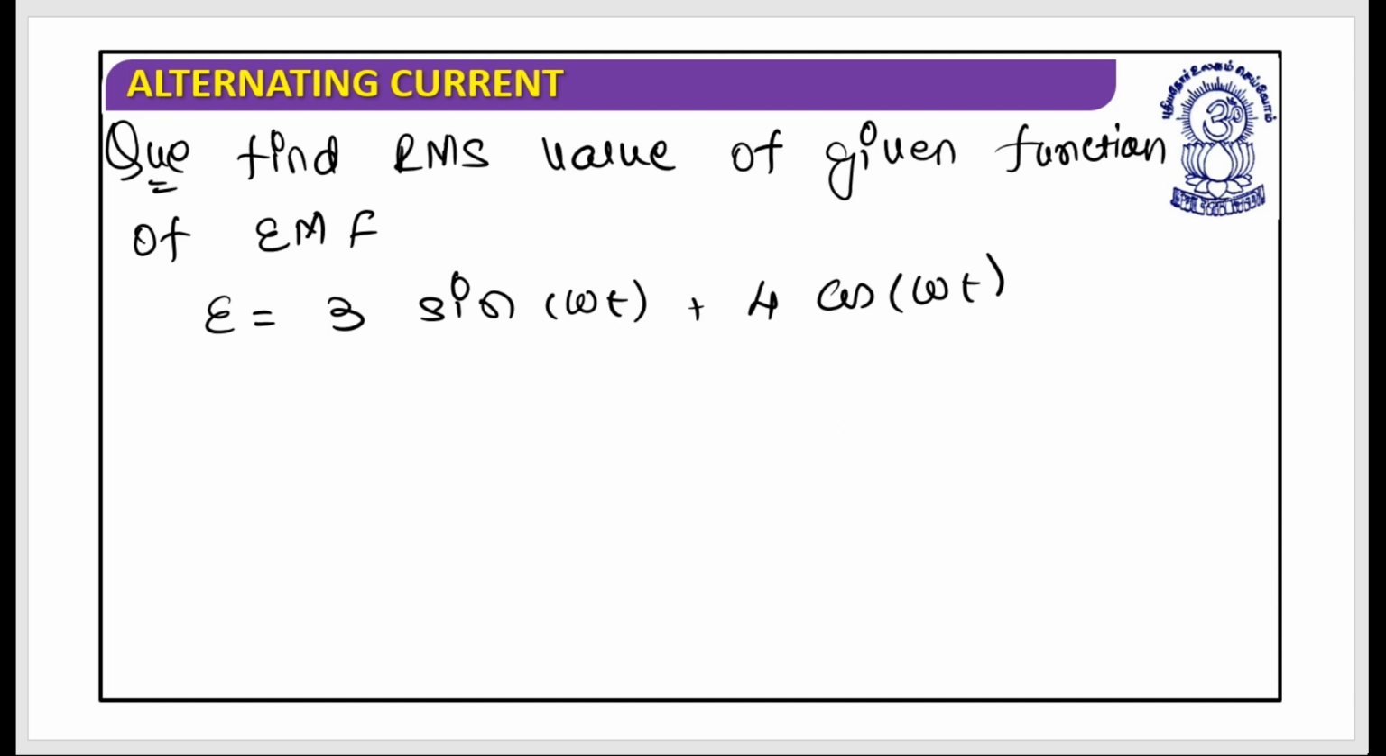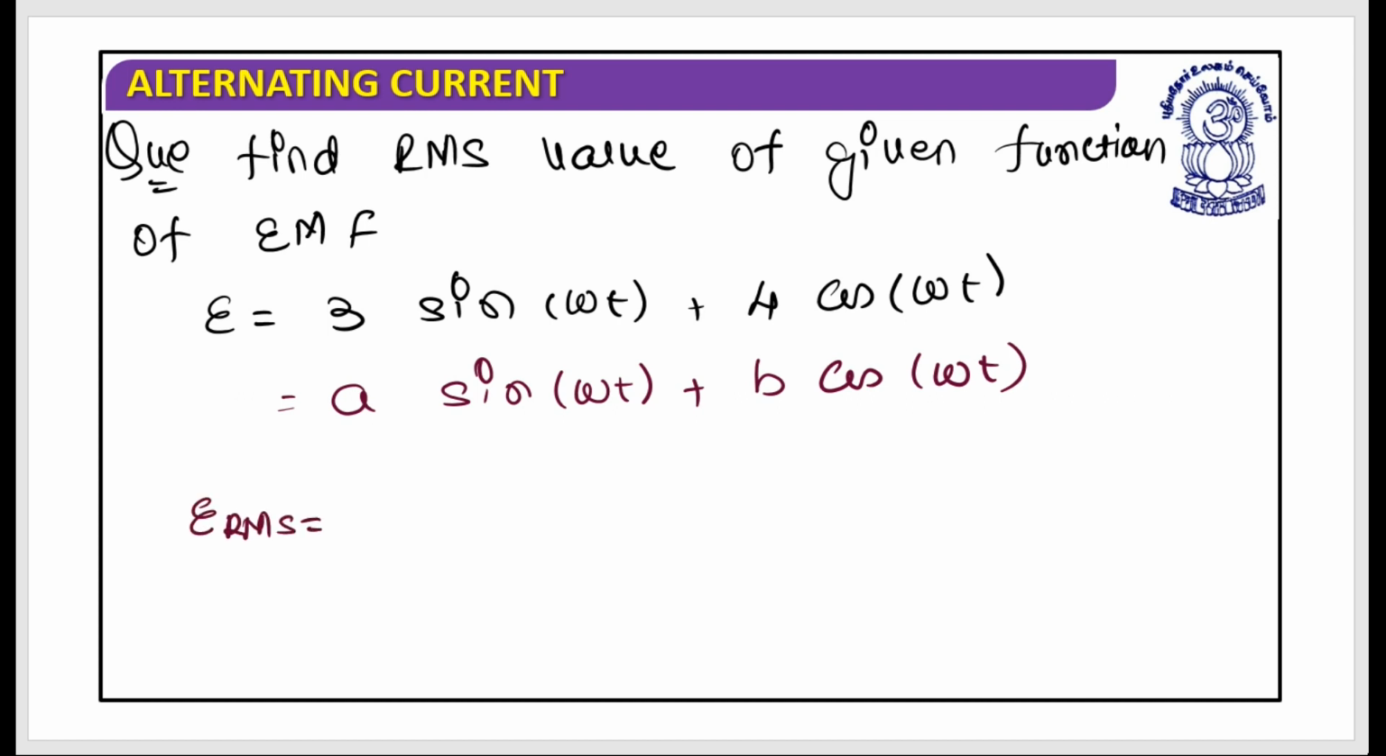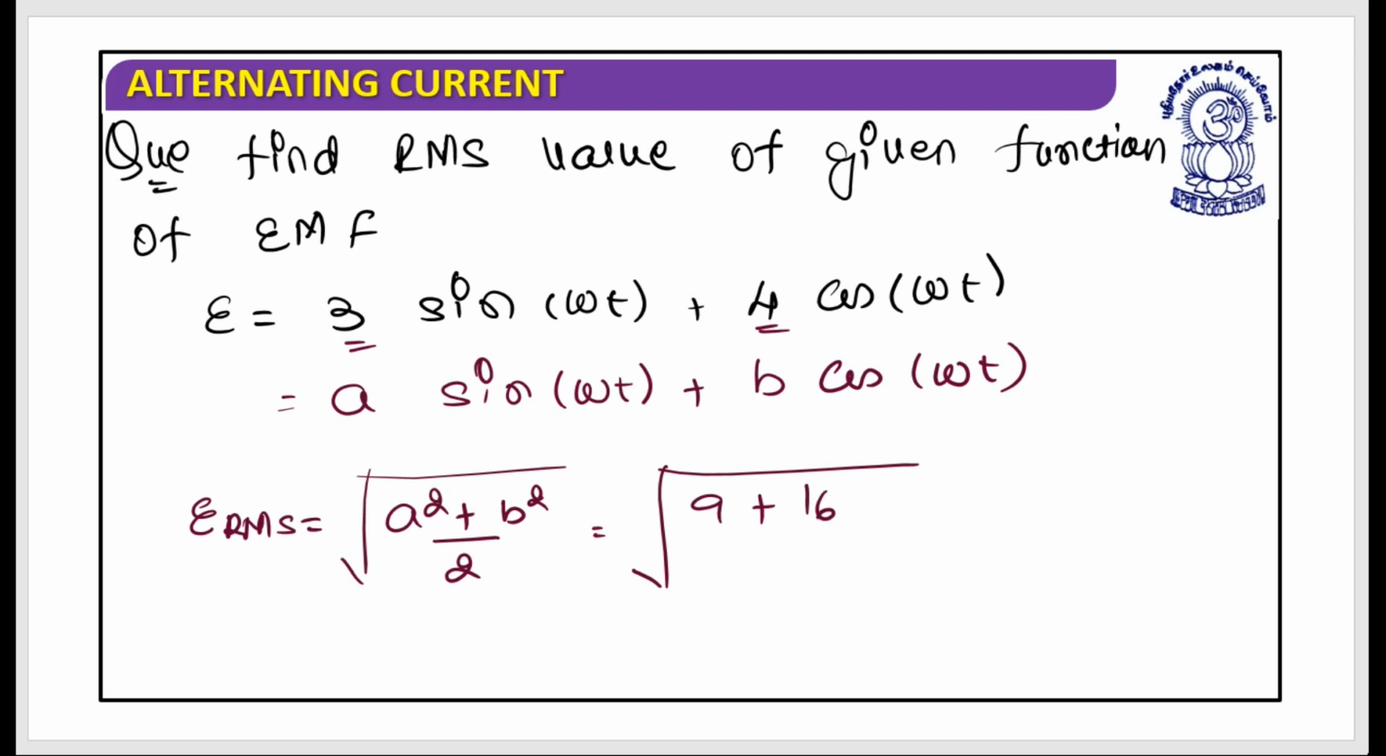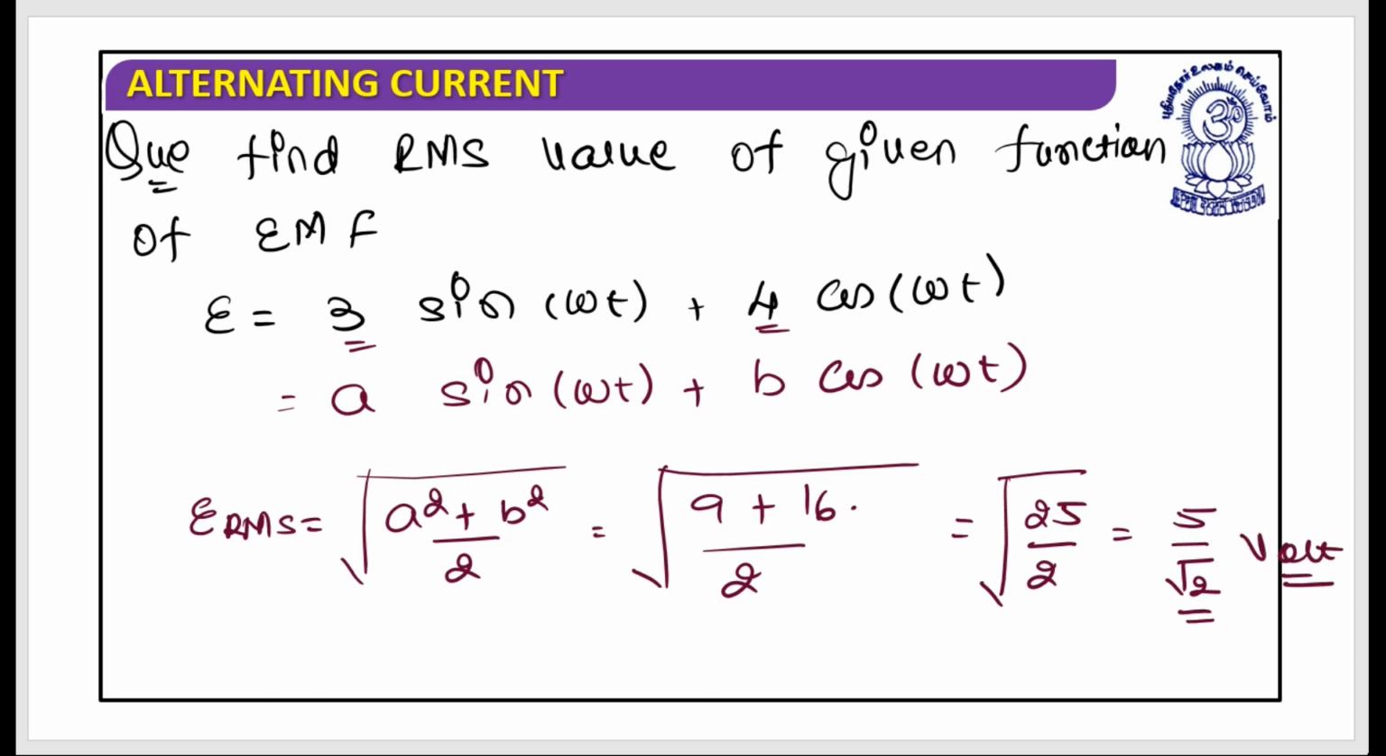So what we are supposed to do now is just compare it with a sine omega t plus b cos omega t. If this is the situation, then ERMS is root of (a square plus b square) divided by 2. So this can be written as 3 square, 9, plus 4 square, 16, divided by 2. This is root of 25 by 2, which can be written as 5 by root 2 volt. I hope this is clear. Is it clear?